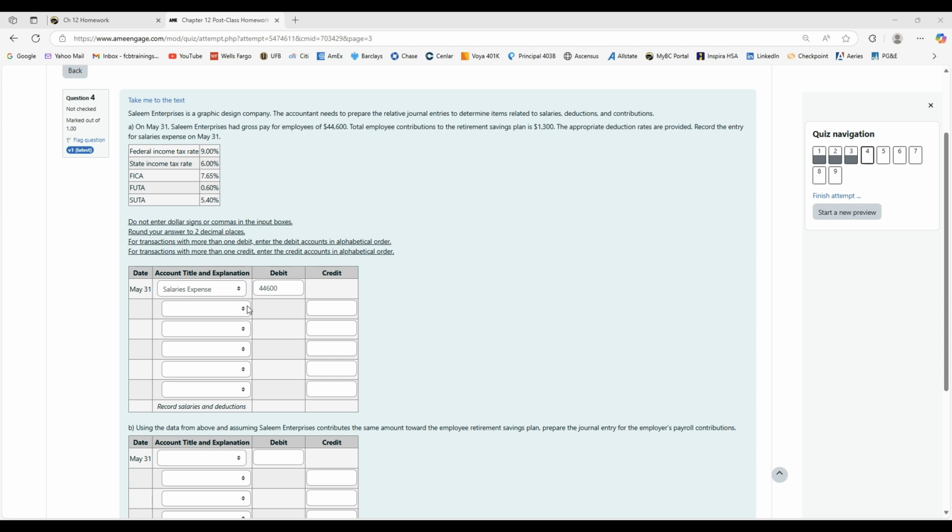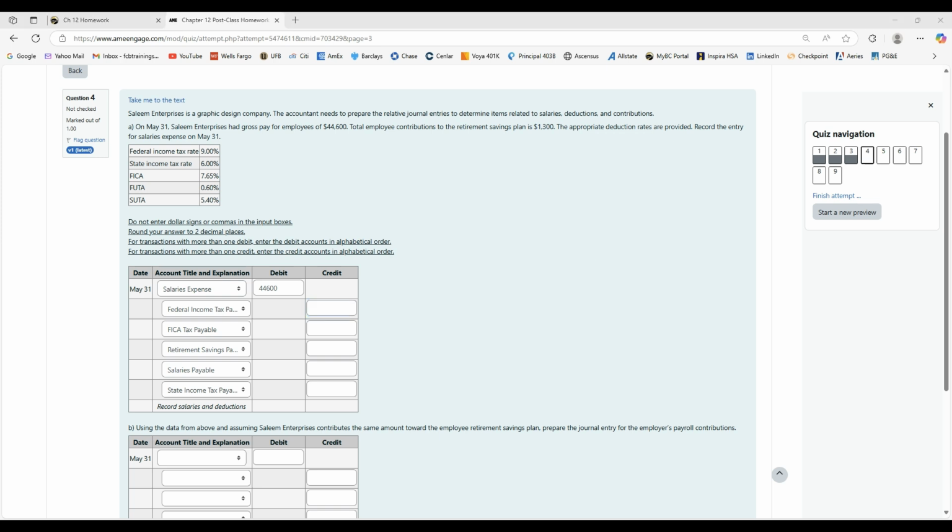Sorting these in alphabetical order. What do they call it? Retirement savings. Okay, no, I do need to have it be the same name because otherwise it won't be in alphabetical order correctly. Just kind of a pain. Okay, so I think we've got federal income tax payable, then we've got FICA, then we've got retirement, and then we've got salaries payable, and then state income tax. The hardest part of this for me is just putting these in alphabetical order.